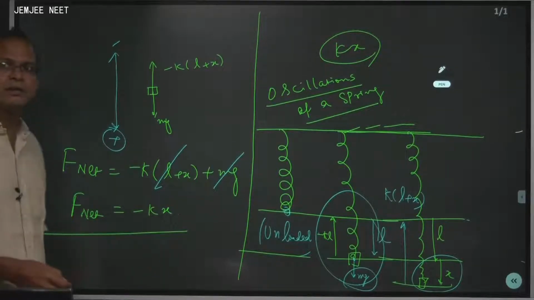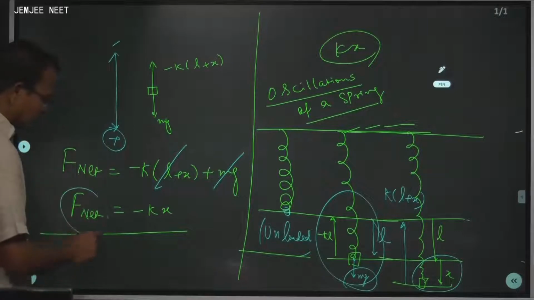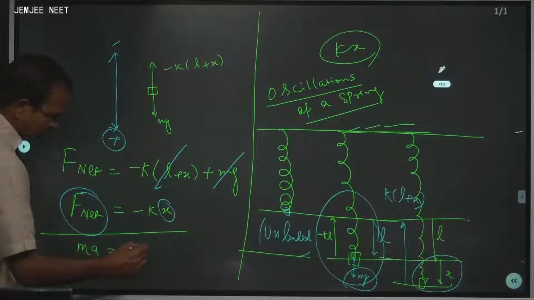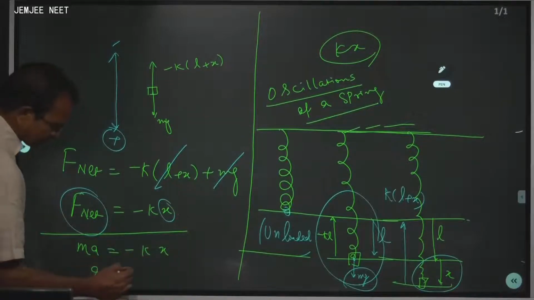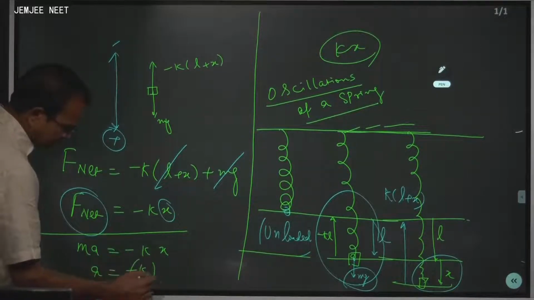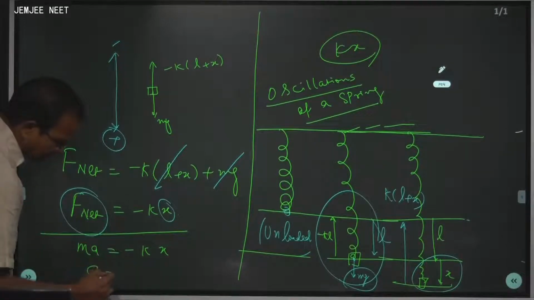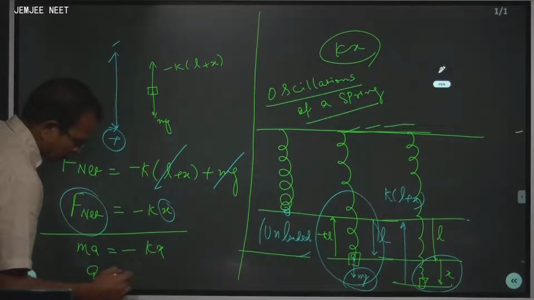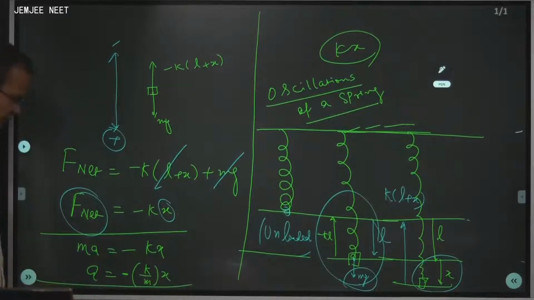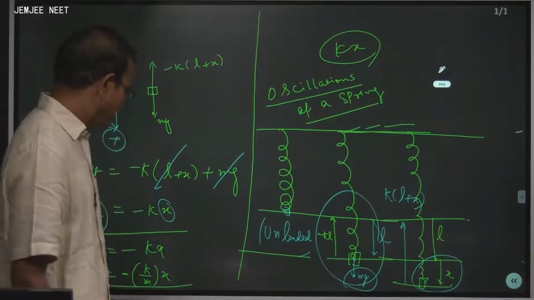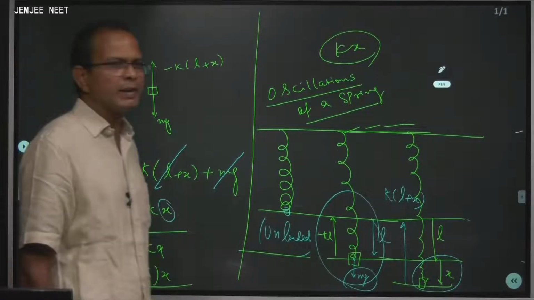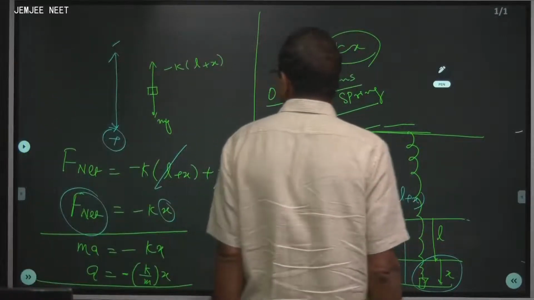So clearly the force is directly proportional to x. So what is force? ma is equal to minus k into x. So a is equal to minus k by m times x, the negative of k by m times x, where k by m is nothing but omega square. Shall we go ahead?